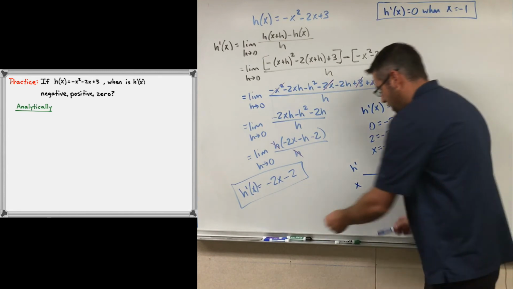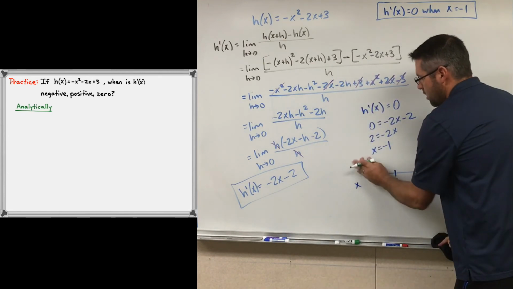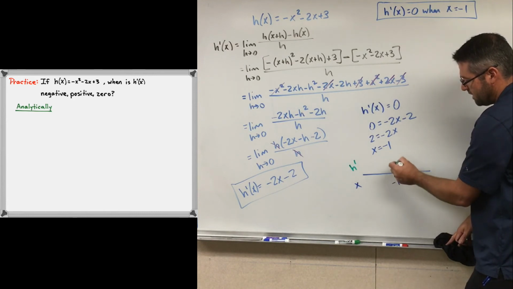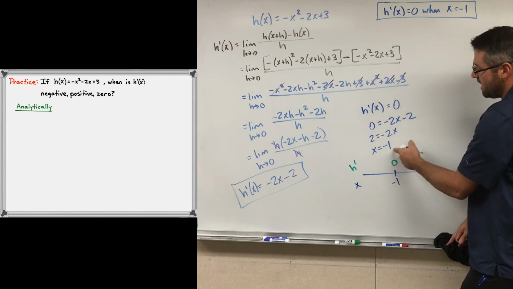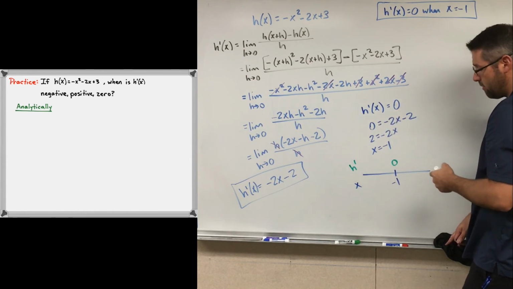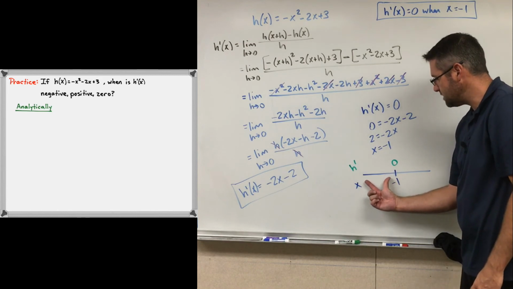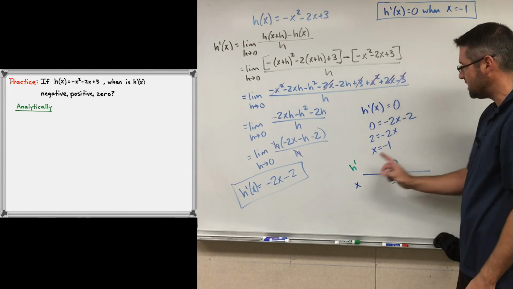So maybe I should use a different color so that we can see that. H prime is green here. What is h prime when x is negative 1? Well, when x was negative 1, h prime was 0. We figured that out. Now, we're going to figure out the signs of h prime on both sides of this.